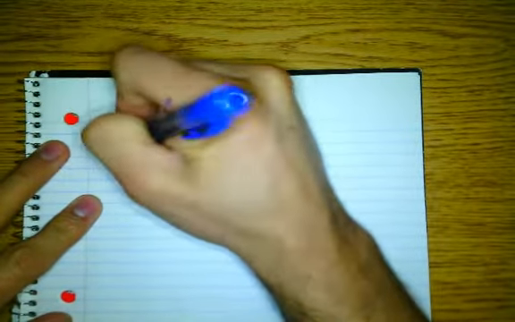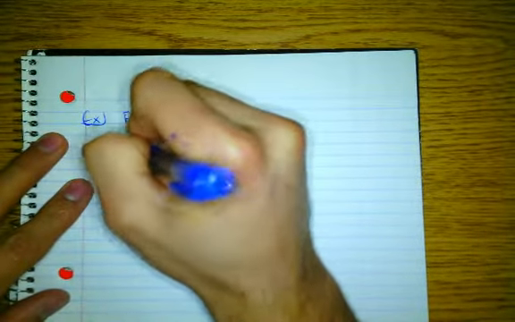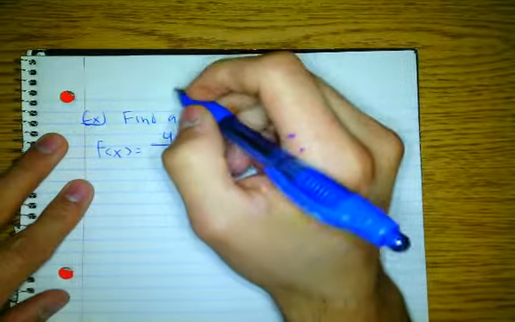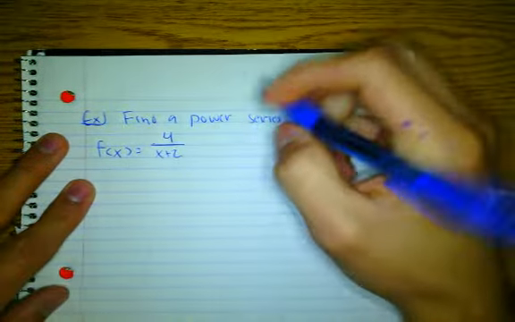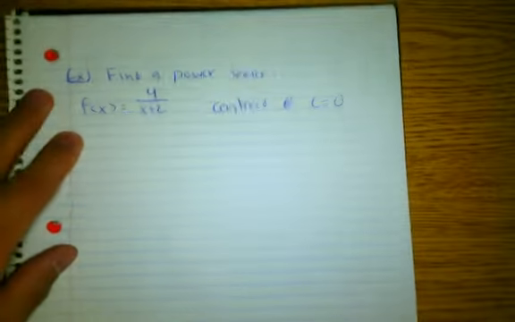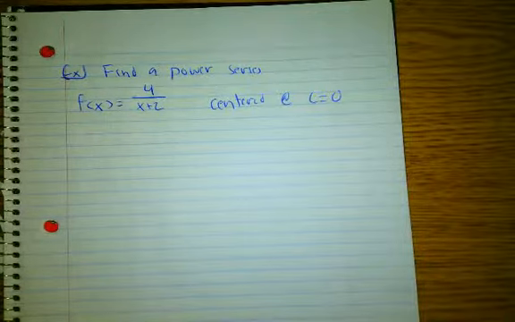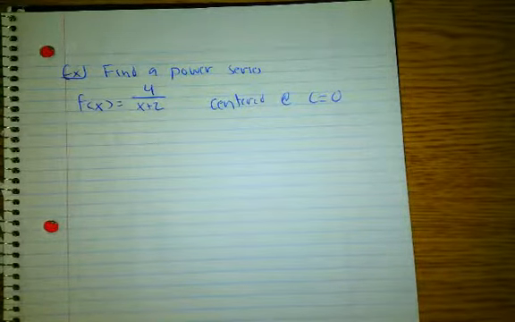I want you to find a power series for f of x equals 4 over x plus 2 that is centered at c equals 0. Because think about it, geometrically it's a power series if you think about it. All right, what do you guys think?